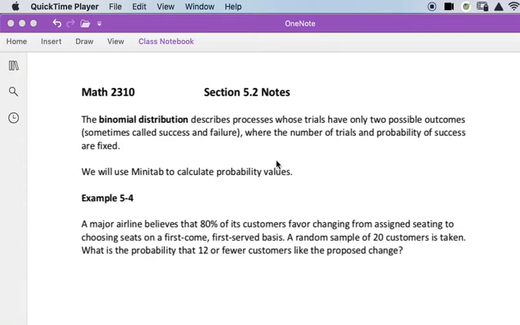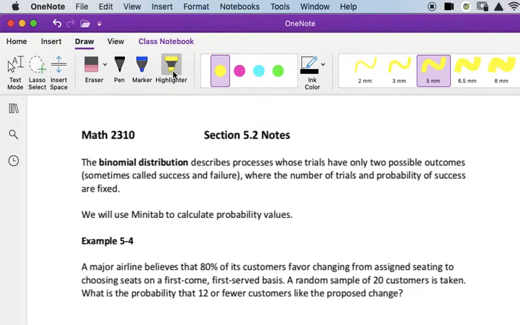In this video for section 5.2, we're going to talk about the binomial distribution. We use the binomial distribution in situations where there are only two possible outcomes. Sometimes we call these success and failure. The number of trials and probability of success are fixed, and these things are going to be given to us in the problem. So we're going to use Minitab to calculate probability values for binomial distributions.